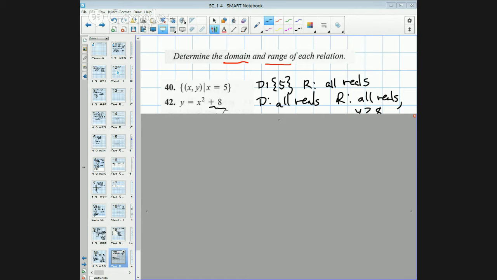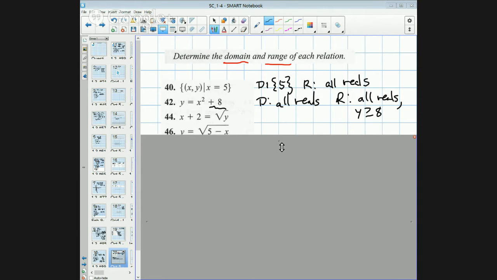So domain-wise, parabolas eventually get forever wide, so it can go forever to the left, forever to the right. So the domain, no restriction, all reals. But the range, since this is a parabola sitting on the point (0, 8), will never get below 8. So you notice here we said all reals, but only 8 and above. So we'll practice this more, but eventually you want to get into that.